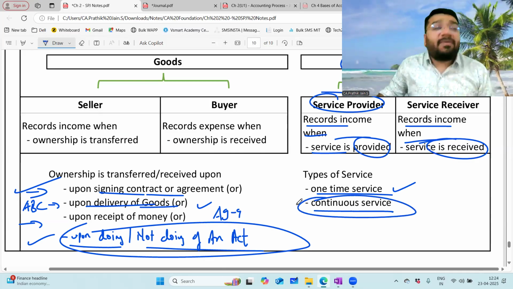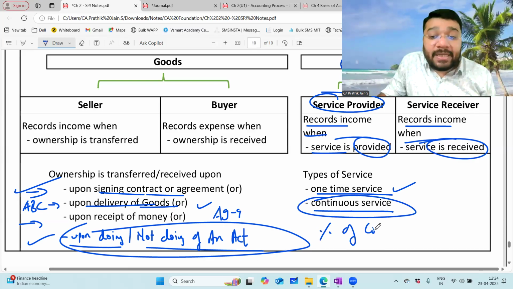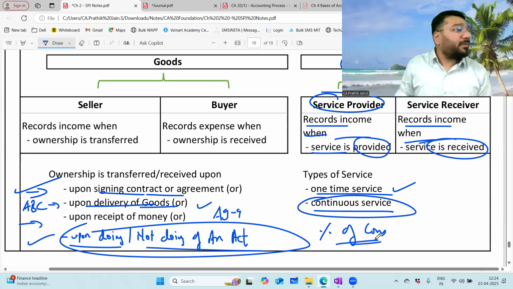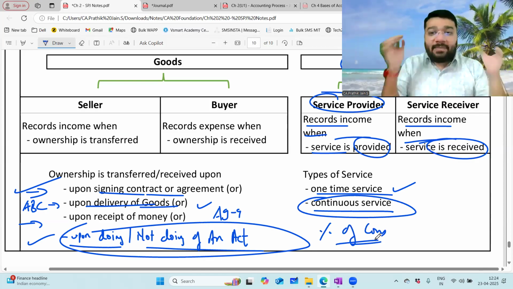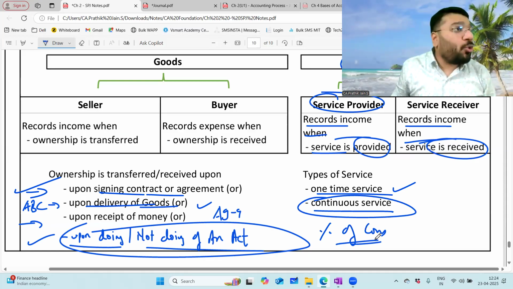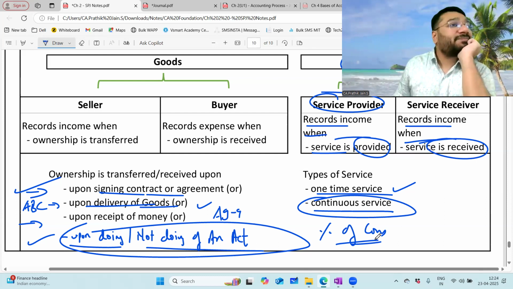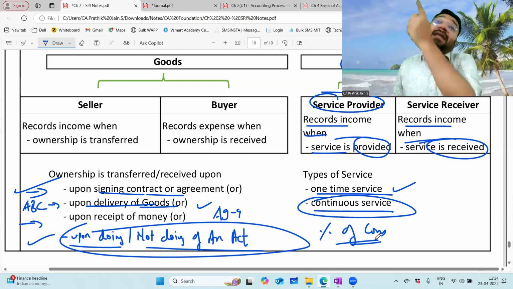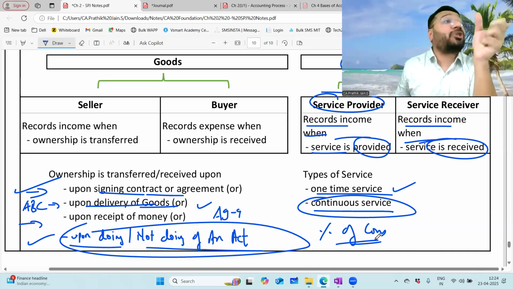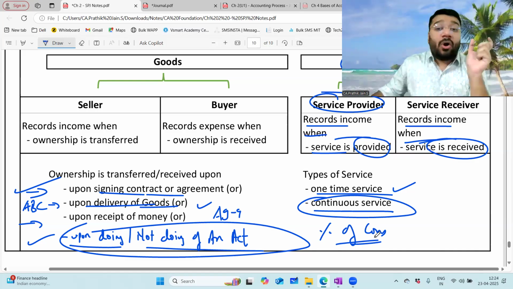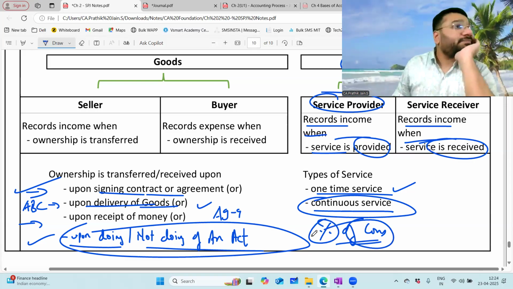So in continuous service, when will I record income? On a proportionate basis, on the basis of percentage of completion. This again is a CA Intermediate topic. How much portion is completed? To that extent, I'll record the income. So let's say by this month end, if 10% of the syllabus is over, then of whatever fee you have paid, 10% of that I'll record as income. Next month, another 10% over. The next month, again 10% income I'll record proportionately. So on the basis of percentage of completion of the portion, I proportionally record my income.